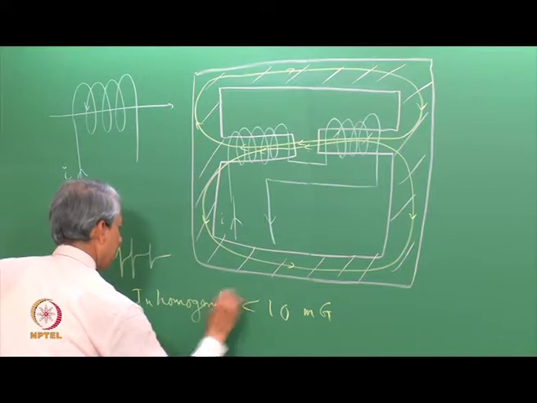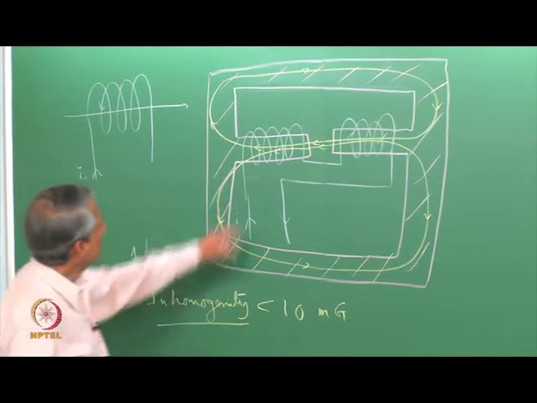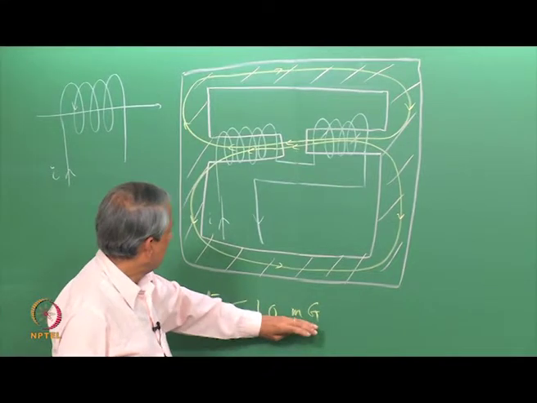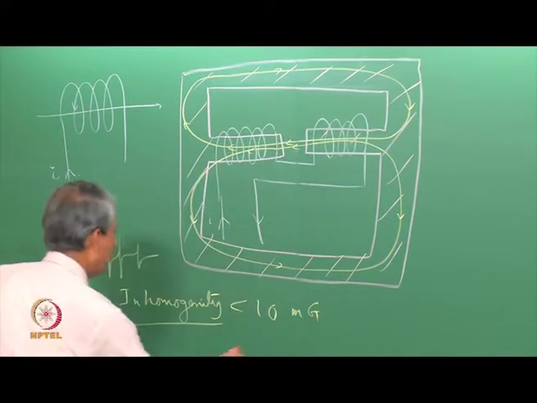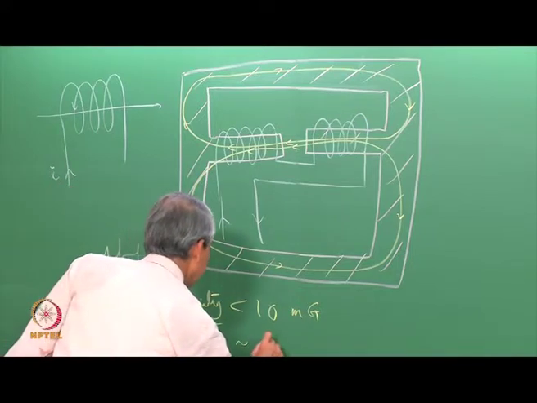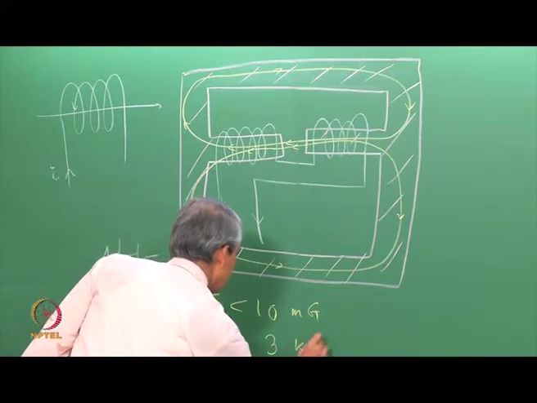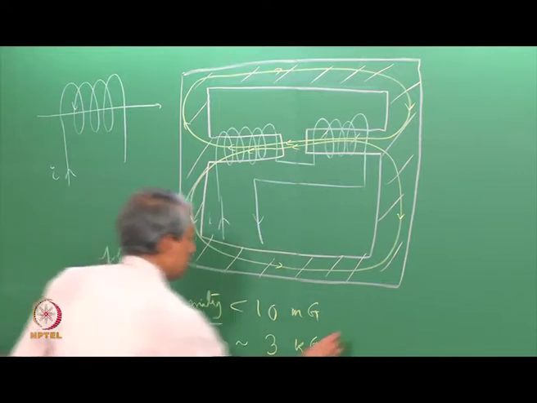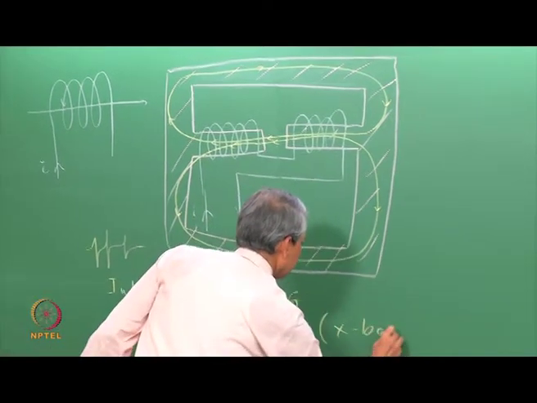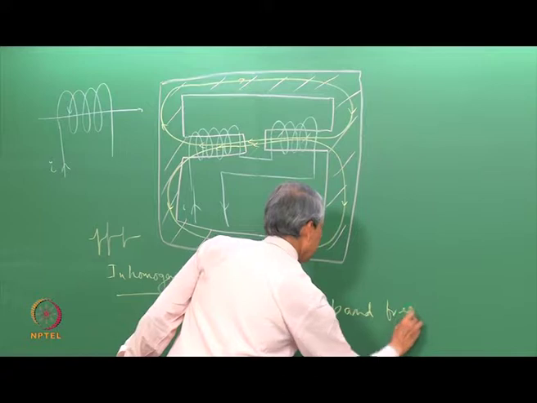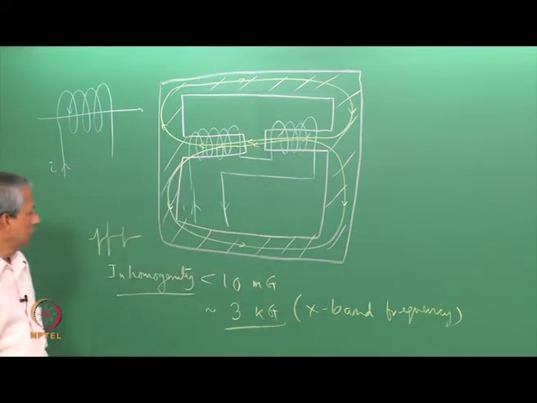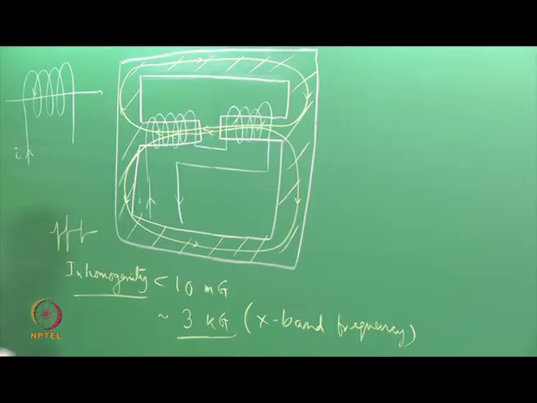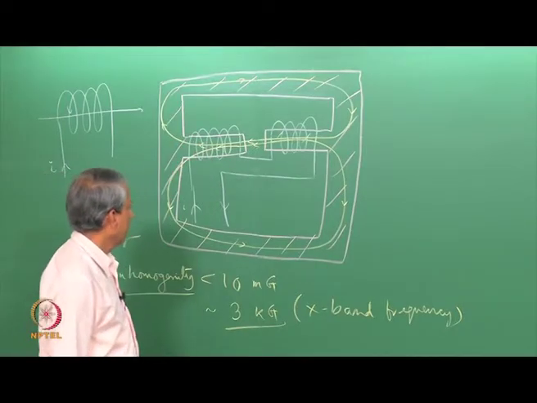This is the inhomogeneity. This is necessary in the presence of a magnetic field which is of the order of, let us say, 3 kilogauss, which is for our X band frequency. That is the typical requirement for the homogeneity of the magnetic field.